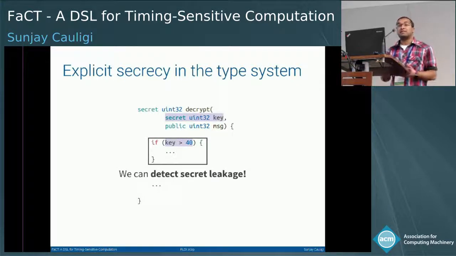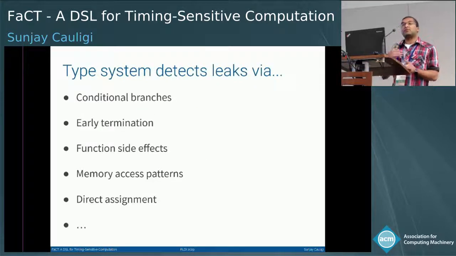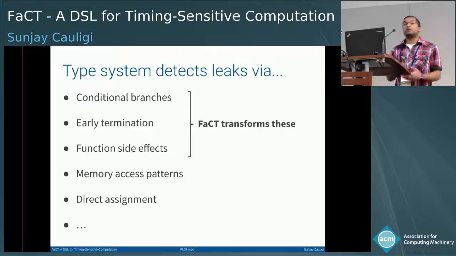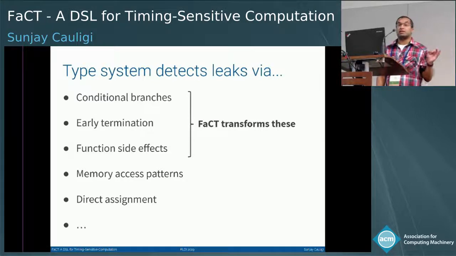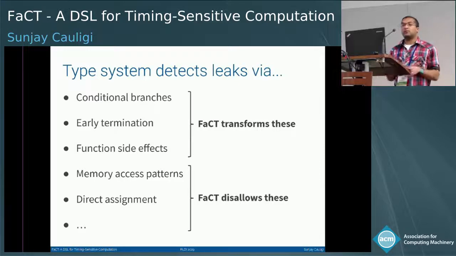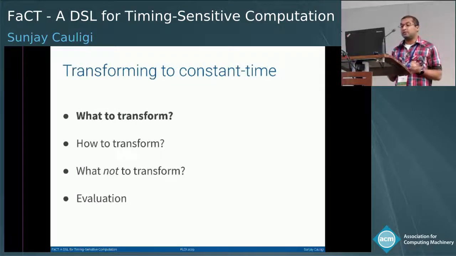So we can detect secret leakage in our programs. There's a variety of ways that you can end up leaking secrets. So conditional branches, early termination, as you saw, function side effects, memory access patterns, just direct assignment if you're assigning a secret value to what's supposed to be a public variable, and so on. And FaCT is going to target these first 3. So we're going to transform your code so that these first 3 methods of leaking go away. And the rest of them we're going to disallow through our type system. And I'll get into why we don't transform those in a bit.